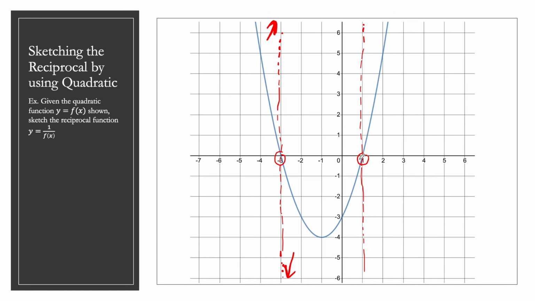To the left of x equals 1, I have a very small negative number, and the reciprocal of a very small negative number is a very large negative number. So I put an arrow down here. And finally, to the right of x equals 1, I have a very small positive number, and the reciprocal of a very small positive number is a very large positive number.